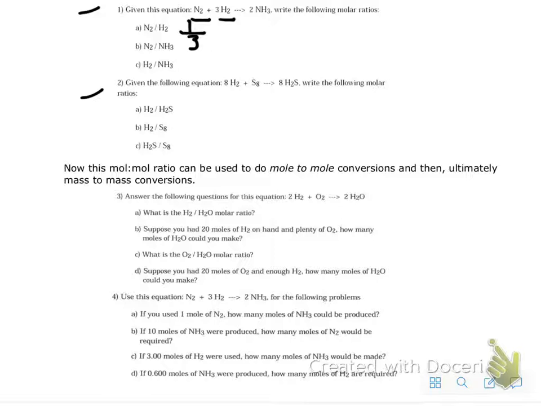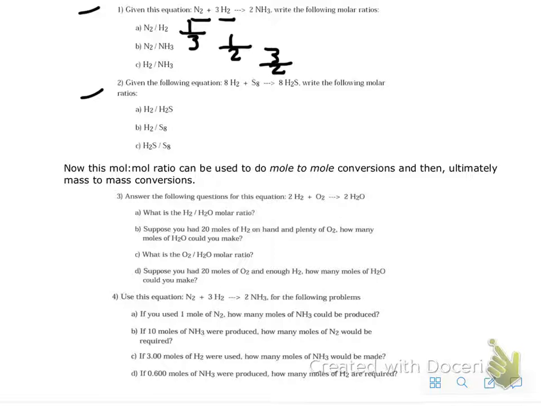For letter B, it's nitrogen to ammonia. The ratio of nitrogen to ammonia using the coefficients is 1 to 2. And then finally, hydrogen to ammonia is 3 to 2. Okay, so it's simply using those coefficients to write what's going to ultimately be a conversion factor for us, but writing these fractions that represent mole-to-mole ratios.